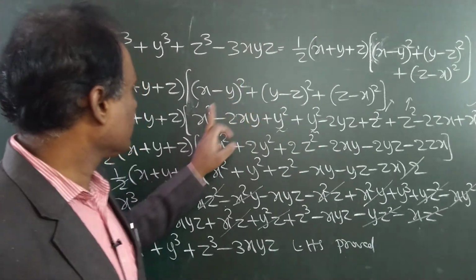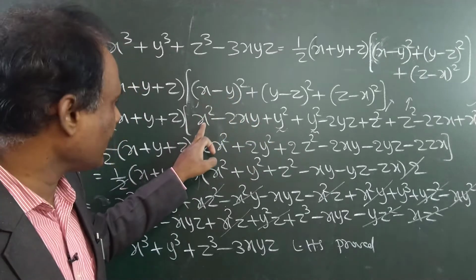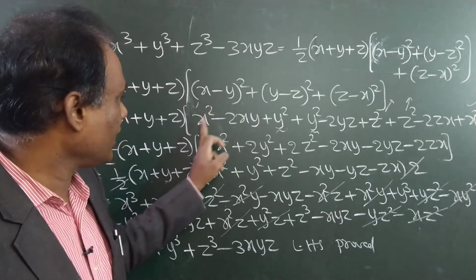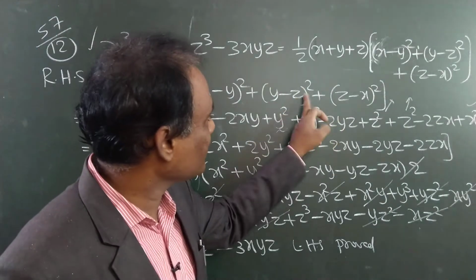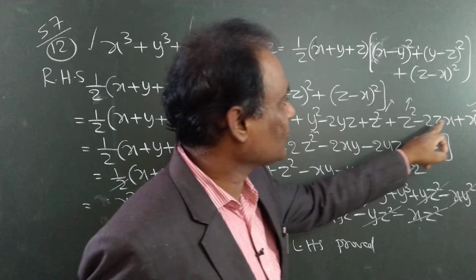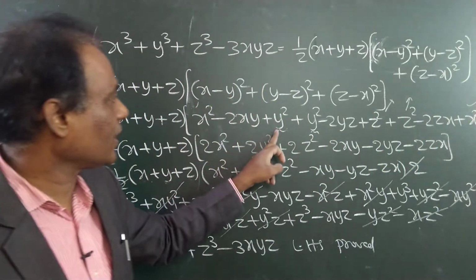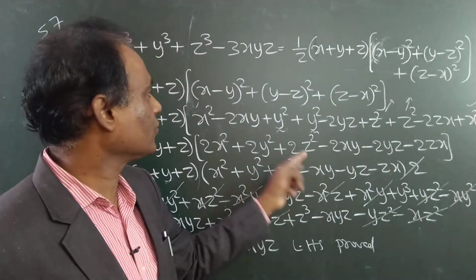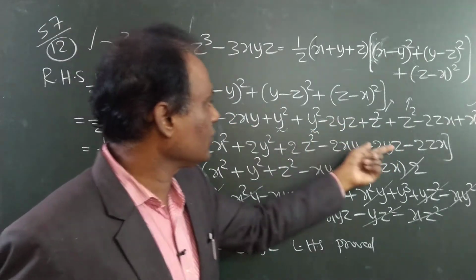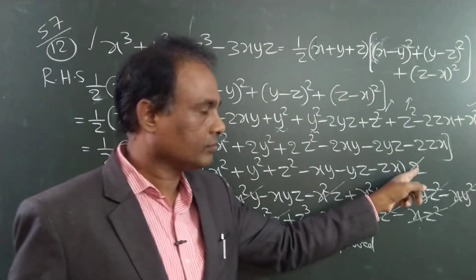A minus b whole square, a square minus 2ab plus b square. But a means x, b means y. A square minus 2ab plus b square. Same, a square minus 2ab plus b square. A square minus 2ab plus b square. X square plus x square, 2x square. Y square plus y square, 2y square. Z square plus z square, 2z square. 2xy same, 2yz same, 2zx same. 2, 2, 2, 2, 2, 2 common.